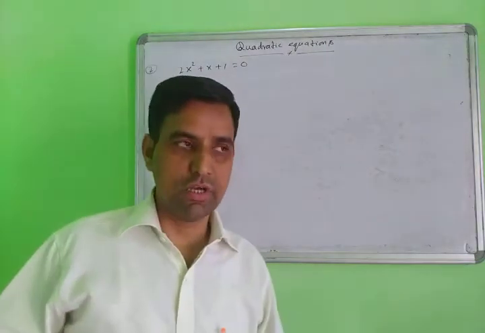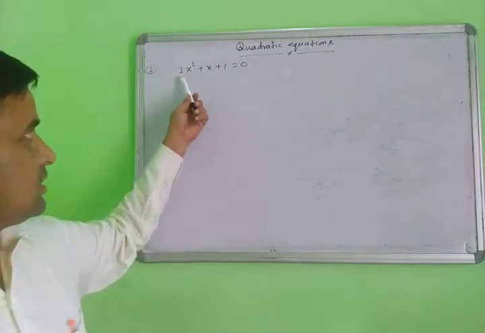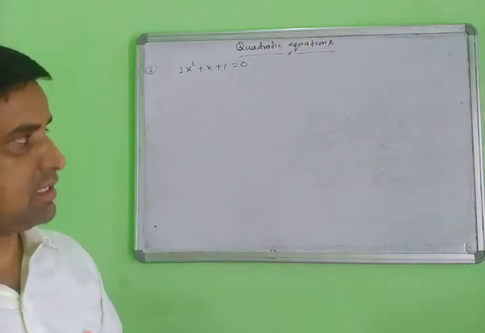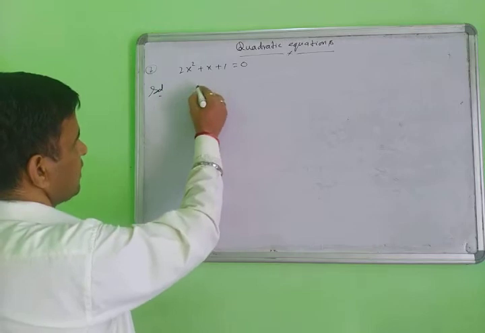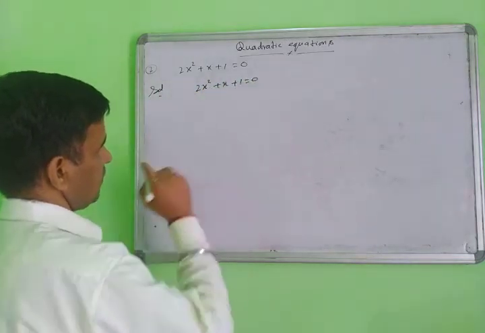Yes, students, how to solve this question here? Now look here. First, this is the given quadratic equation. You will find the roots of these equations. Yes, now look here. First, we write the question here: 2x square plus x plus 1 equal to 0.